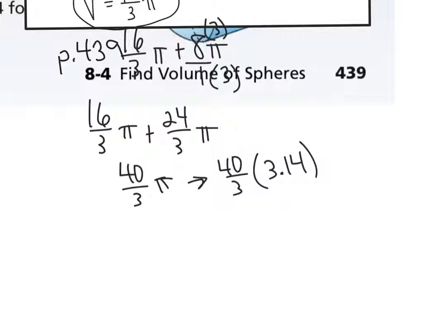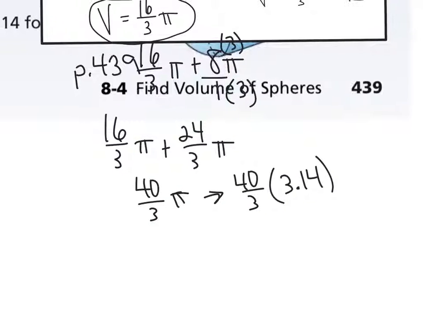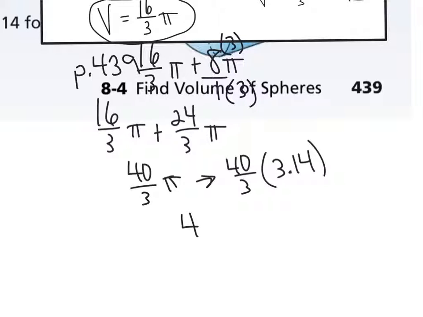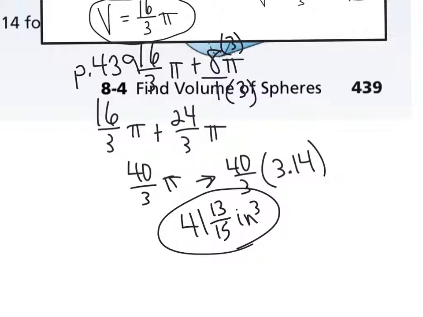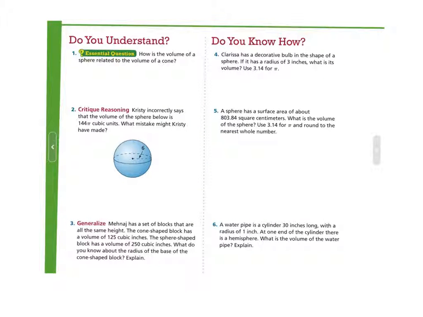Or alternatively, we could write this as a mixed number. So if we do this and use our fraction to decimal button on the calculator, this should come out as 41 and 13/15 cubic inches. If you did a decimal, it's like 41.86 repeating. The 6 is technically repeating. I know it goes to a 7. That's just because the calculator is rounding that last digit off. The directions don't really tell us what to do here, so probably giving an exact answer would be the best choice. So we're going to look at the do you know how number 4.